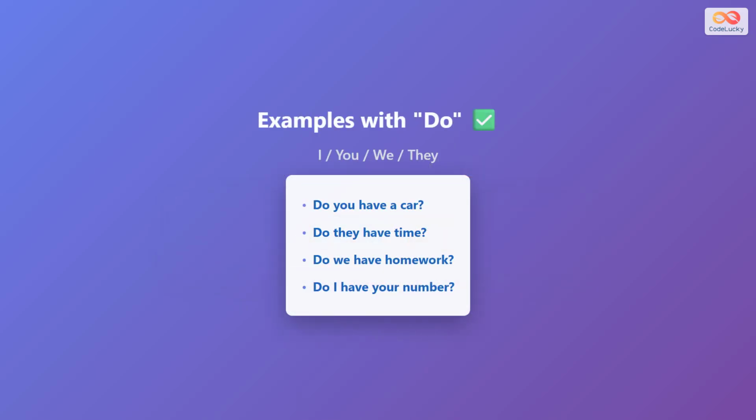Here are examples using do. Do you have a car? Do they have time? Do we have homework? Do I have your number? Remember, we use do with I, you, we, and they.